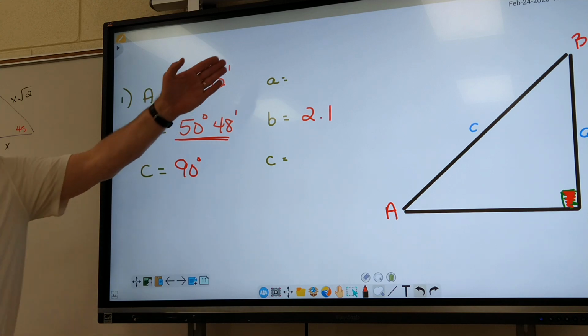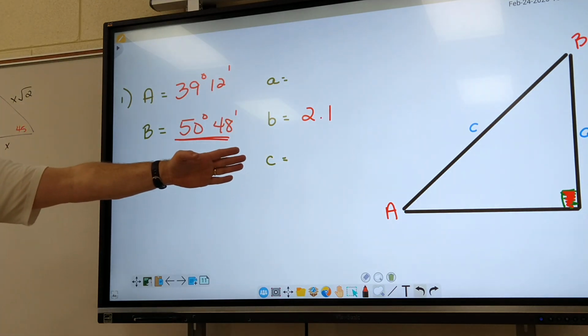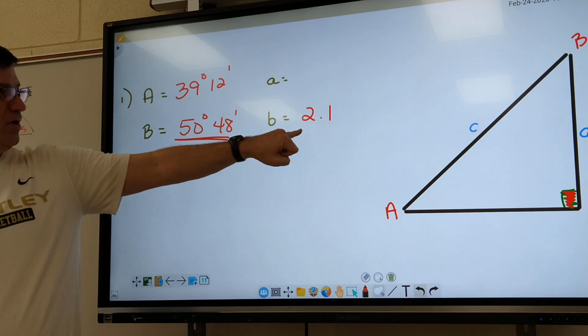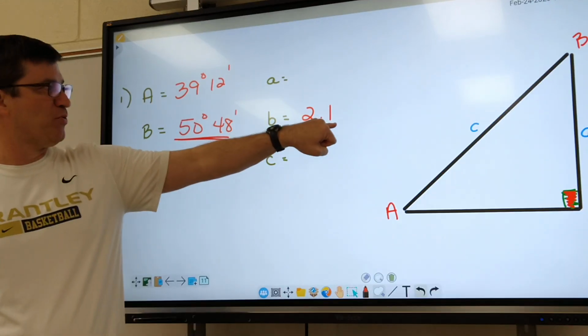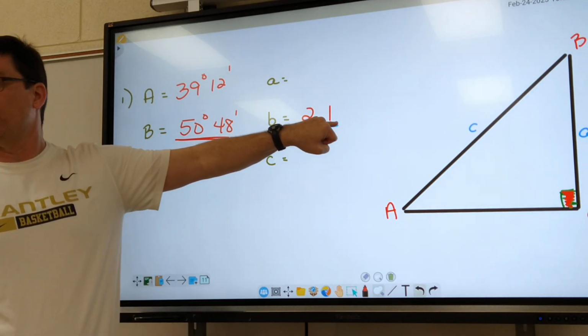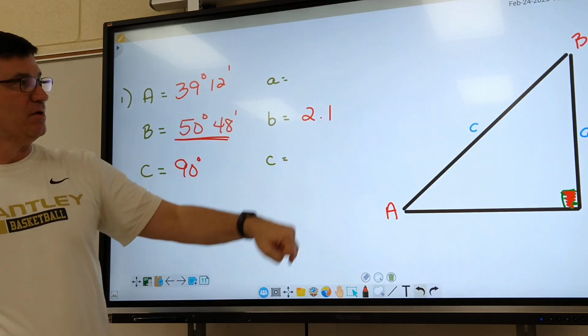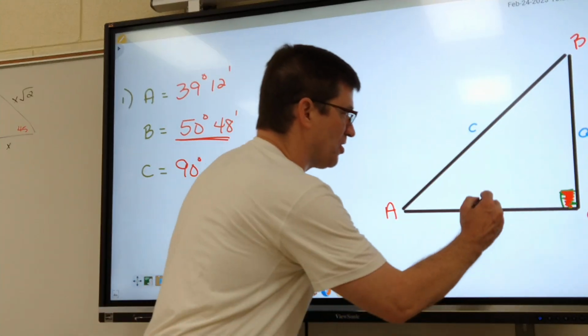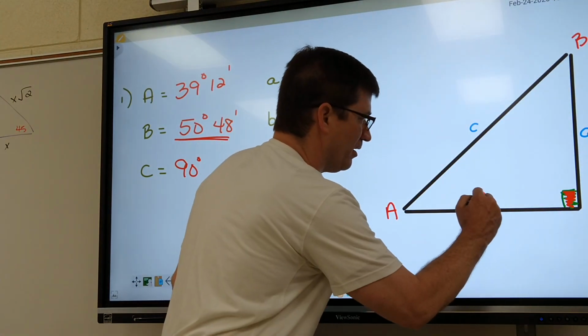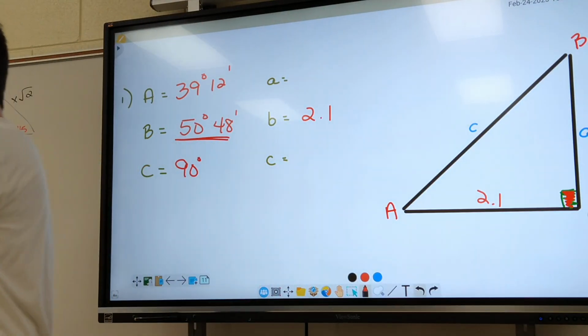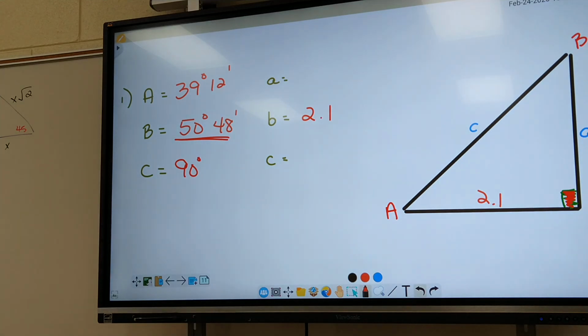All right, now we got to find these 2 sides. All right, so Matthew, side B is 2.1. Where does that go on my triangle? If it's side B, it goes across from angle B. So across from angle B, I want y'all to write 2.1 right there. All right, we're good so far.